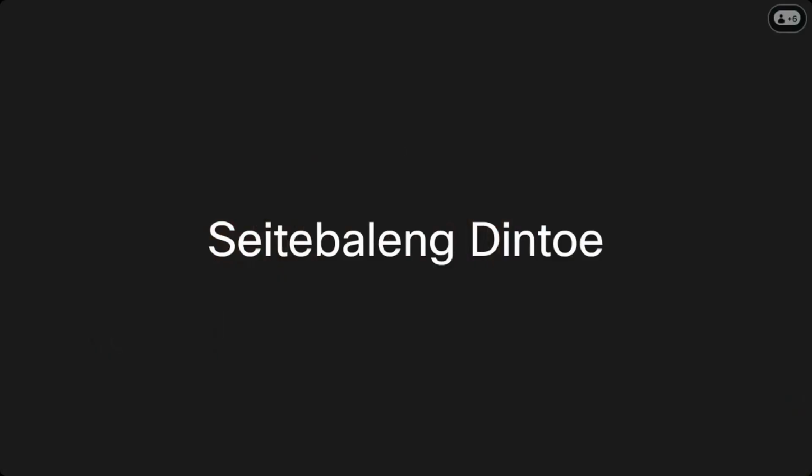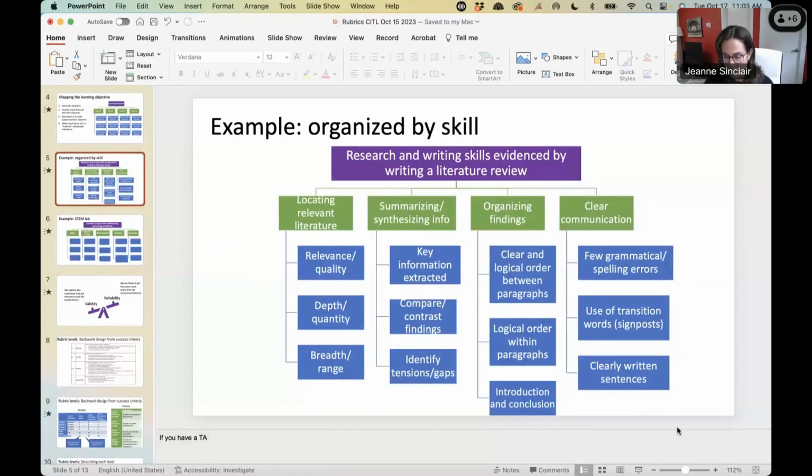Yes. I mean, it really depends on what the key objectives are that you're trying to teach. It depends on the sorts of thinking that you want students to do, the sorts of language that you want them to use. And so unpacking that objective, for example, this is what I use for a literature review. These are the main categories: locating the literature, summarizing and synthesizing it, organizing the findings, and clearly communicating. For me, those would be the 4 main categories.